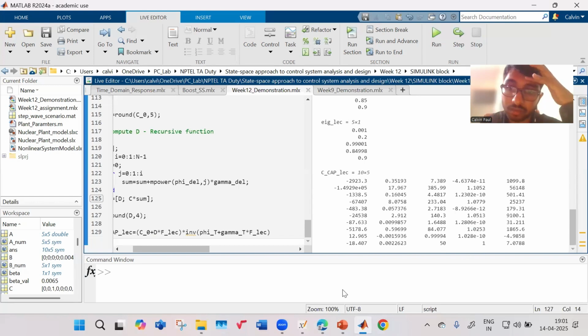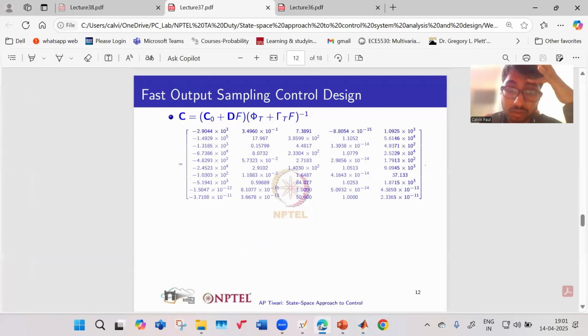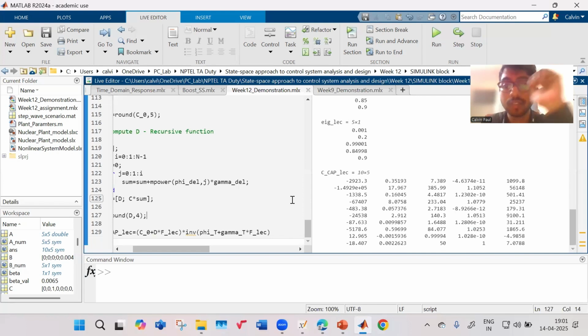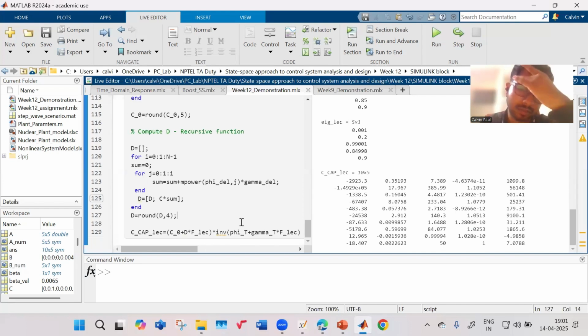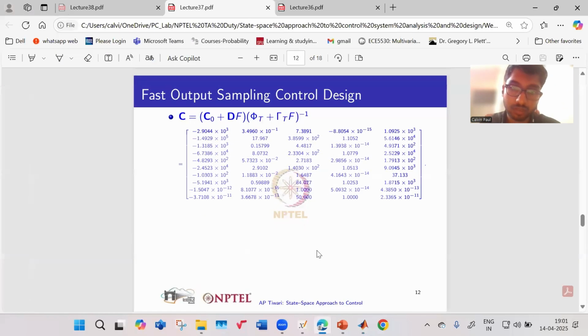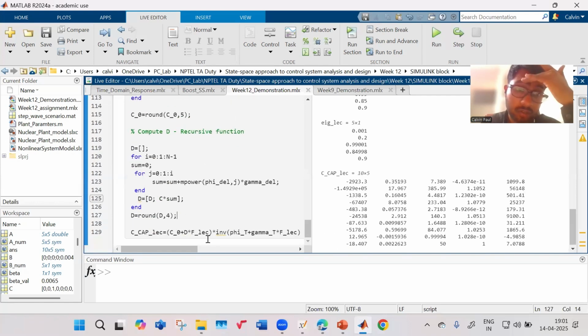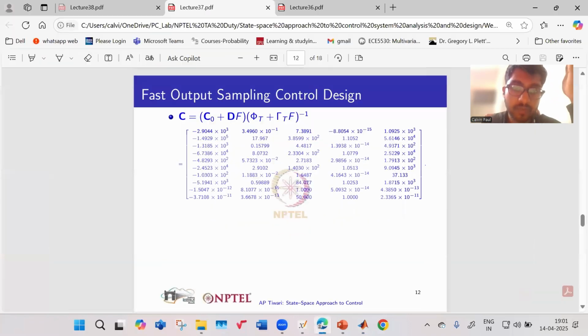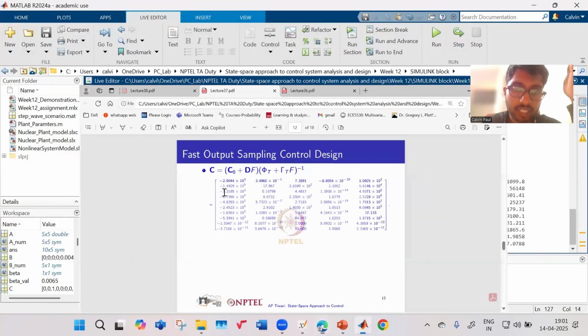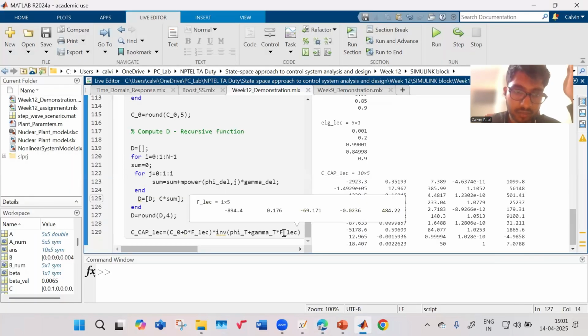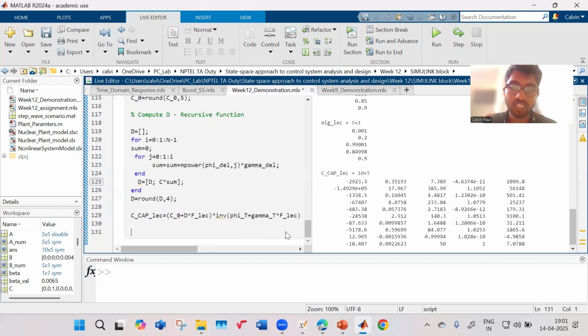50 and 1 is coming 0.00. There is certainly somewhere we are making a mistake, but we are able to identify it. Okay. C is C naught plus D into F lecture, phi t plus gamma t into F lecture. Okay.